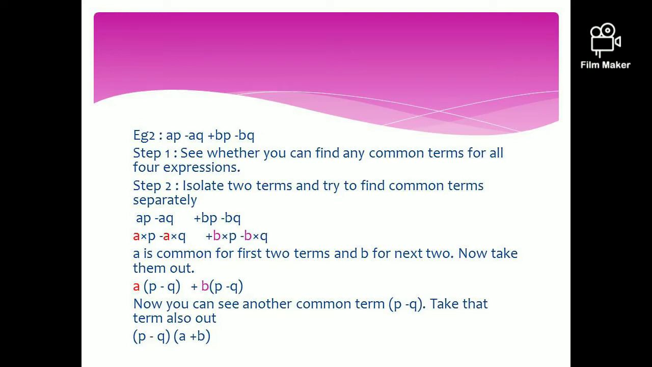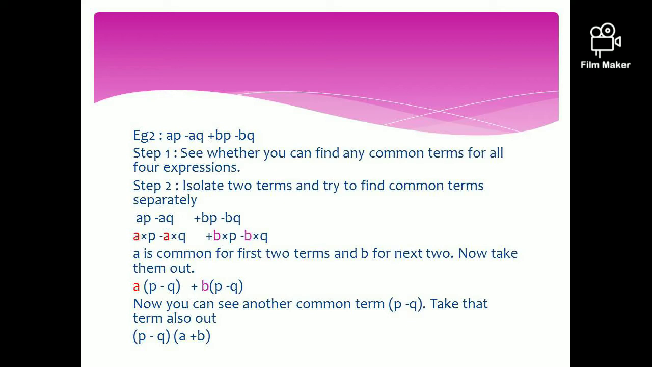Now let's try to work out another example. We have to factorize AP minus AQ plus BP minus BQ. Following the previous steps, I can isolate AP minus AQ separately and BP minus BQ separately. You need not follow step 1 because we can observe that there are no common terms for all the 4 terms in this expression.